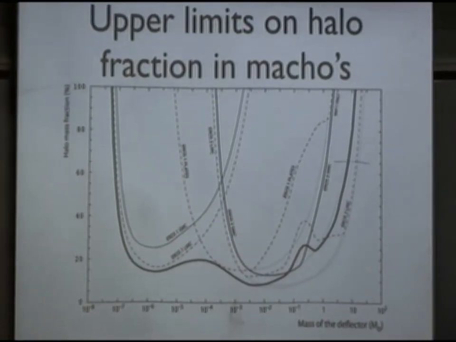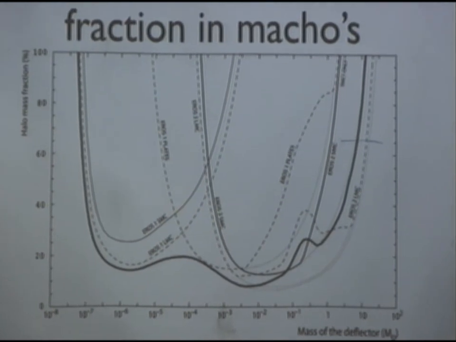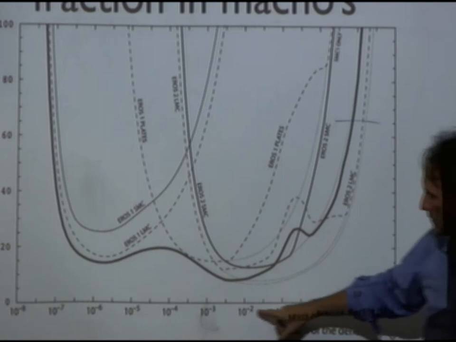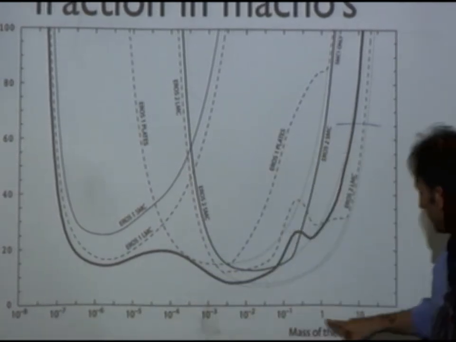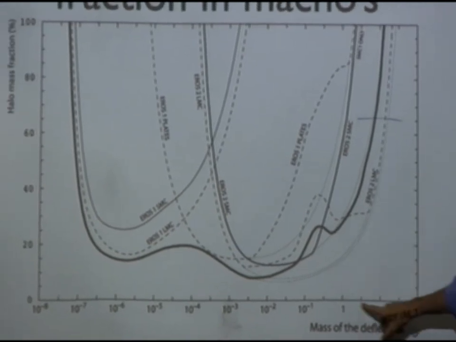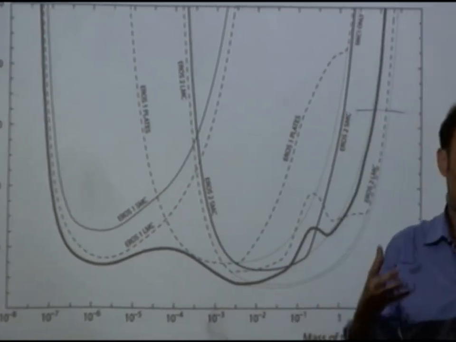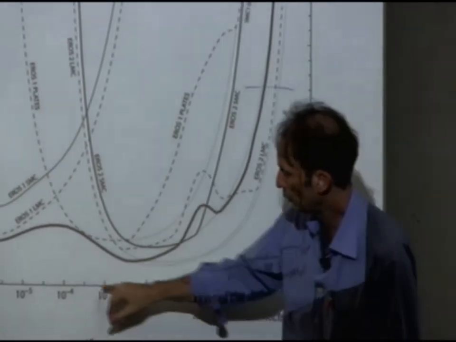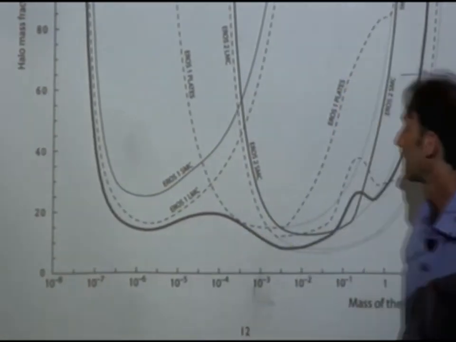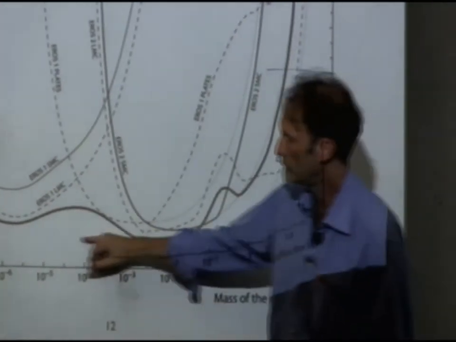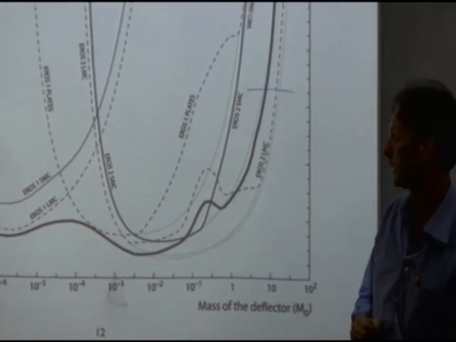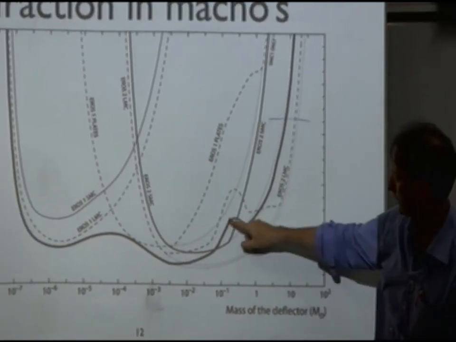And so this is the conclusion from that work. I think this is from the Eros collaboration now, but they all more or less agree. This is as a function of mass of the deflector. So over a very large range from 10 solar masses, so very massive black holes would be the idea, all the way down to 10 to the minus 7 solar masses, which is pretty light planets. Over this whole range, you would have been able to see microlensing events if they had been common in the galactic halo. And instead what you find is this thick dark line.